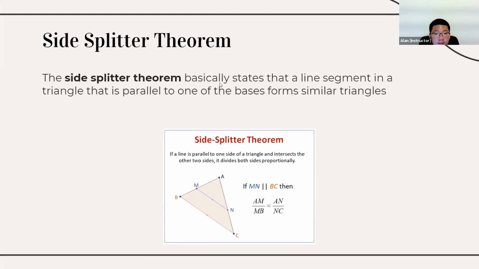So, as you can see, it basically states that a line segment in the triangle that is parallel to one of the bases is going to form a similar triangle.